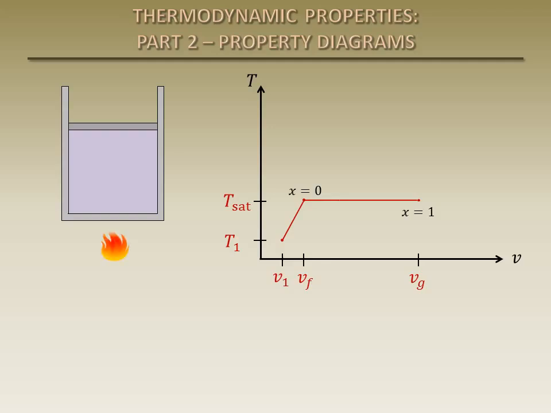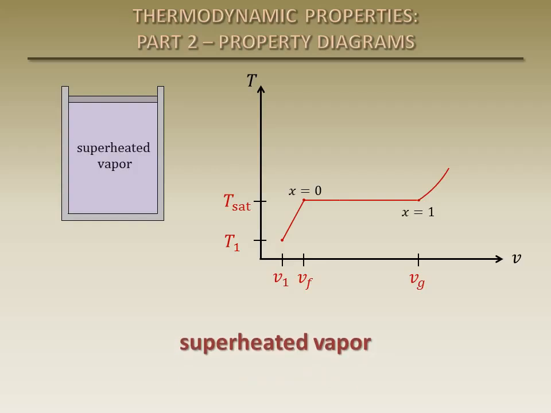As more energy is added, the vapor continues to expand and the temperature begins to increase again. This state is called a superheated vapor. Remember that the pressure has remained constant throughout this phase change process.